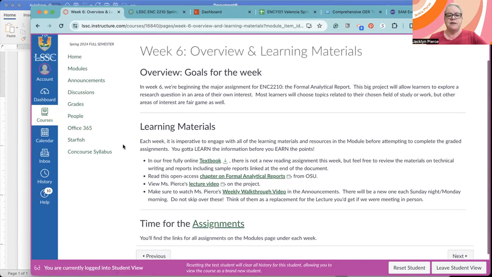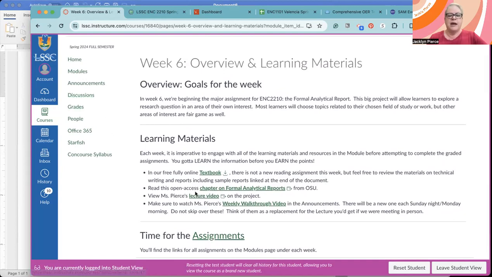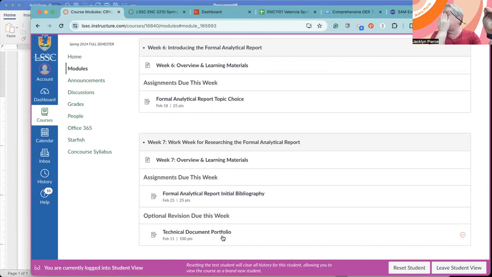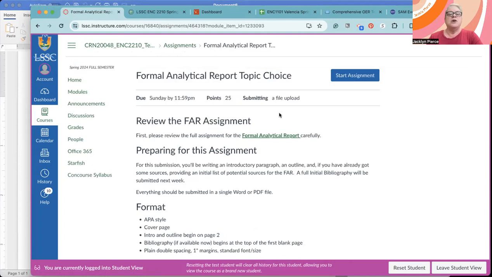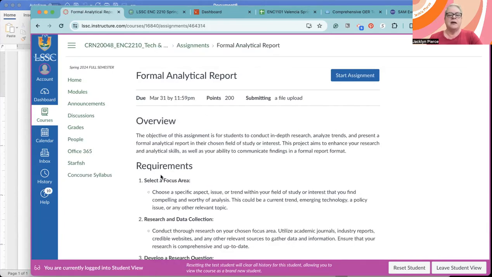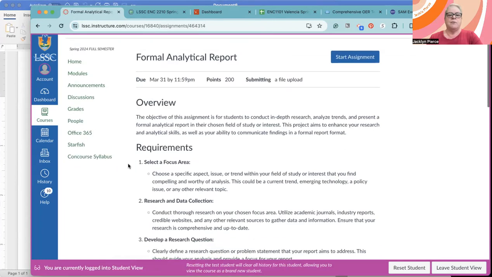So in terms of the assignment itself, let's go ahead and look at the assignment and talk about how to complete it. Like I said, it is in quiz format, but it is not a quiz. You just want to make sure that you don't submit it until you are done with it, okay? So there's a link back to the formal analytical report. You want to make sure that you read that carefully. So let's go ahead and take a look at it, and then go from there.